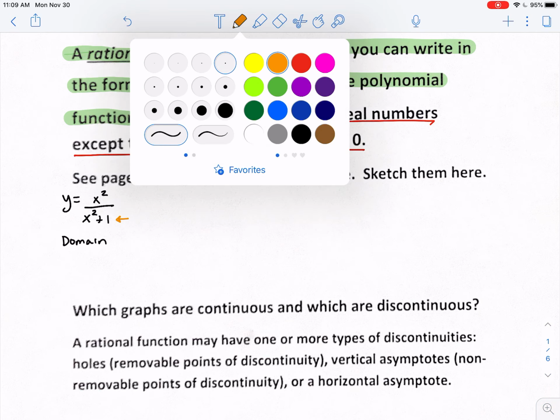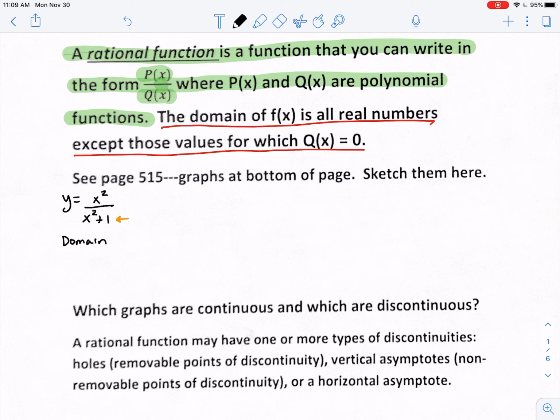Well, let's see here. If I put in a positive number for x and square it, I get a positive, I add 1. Well, if I add 1, it's not going to equal 0. If I put in 0, I evaluate that, I get 1. If I put in a negative number and square it, I get a positive number, and then I'm adding 1. So this denominator will never be 0. So that indicates the domain for this function is negative infinity to infinity.